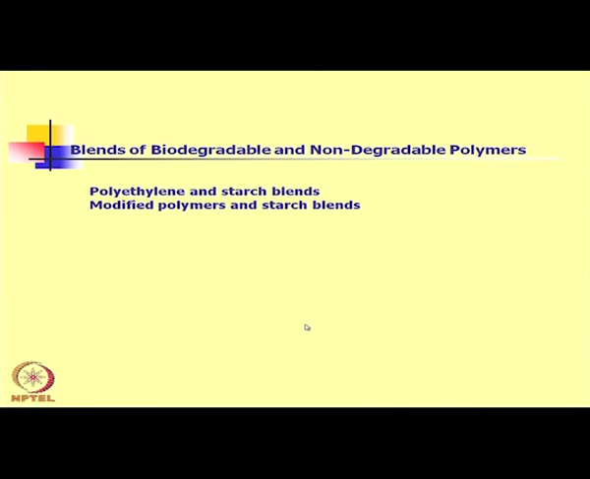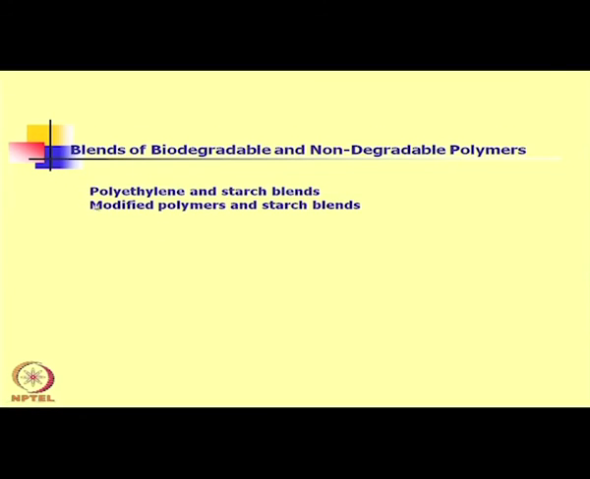Then other ways and means of developing biodegradable polymers are by blending a non-degradable polymer with a degradable polymer. Say polyethylene is a non-degradable polymer, and it can be degraded by blending with starch. People have taken ventures today, and this kind of product is also available in the market.